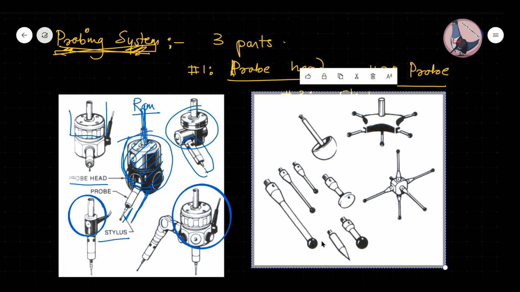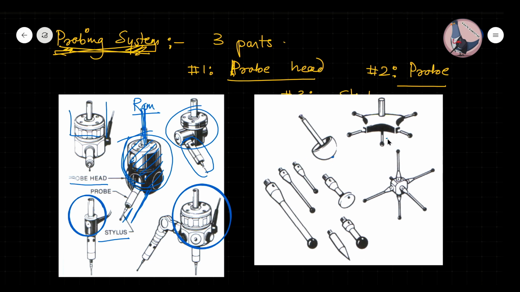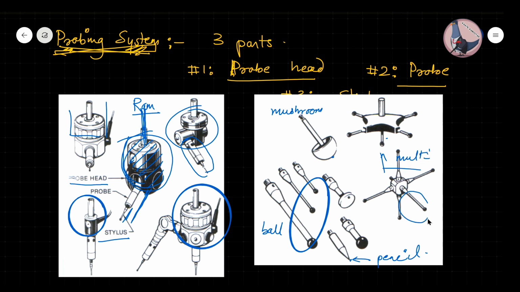Now, this stylus can be of different shapes. You can see this is mushroom type. It is multiple probe. This is also multi probe. This is your cylinder, the disc type. This is your ball type. This is your pencil type. These three are ball type, and this is your pencil type. This is your mushroom type. These are multi. So these are the stylus. Fine.